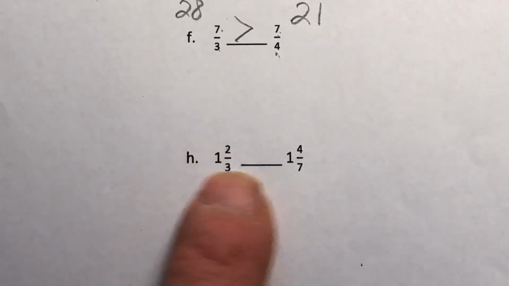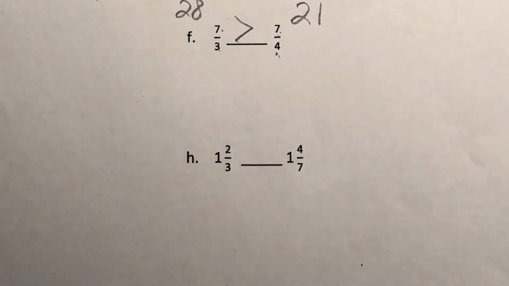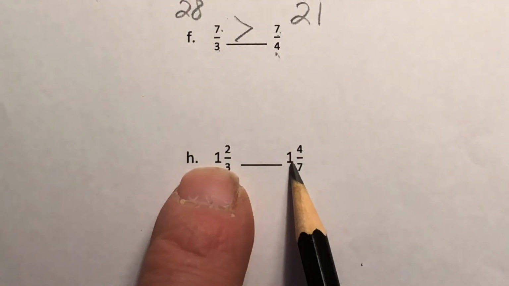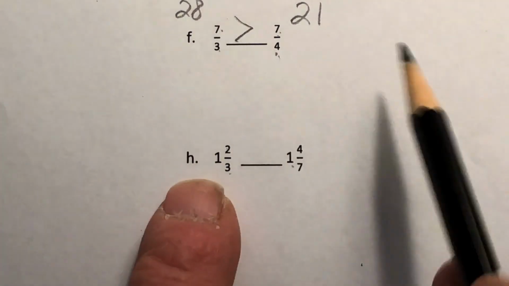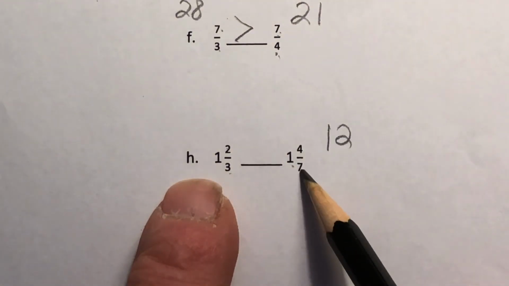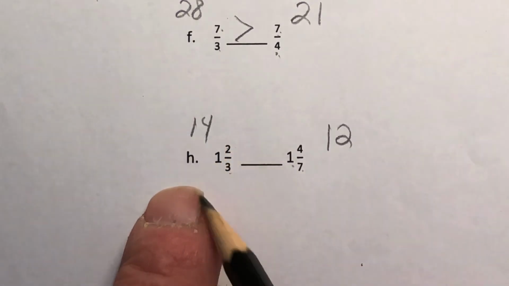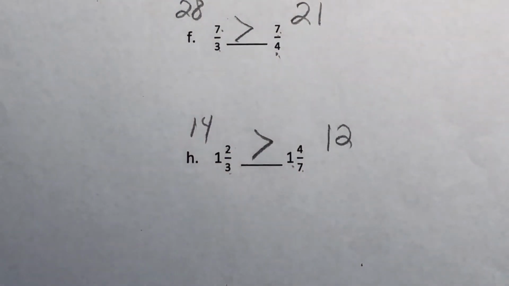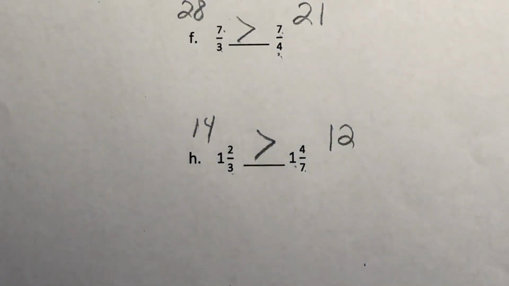1 and 2/3, 1 and 4/7. Tough. So the ones cancel each other out. So 3 times 4 is 12. 7 times 2 is 14. Wow, really close. 1 and 2/3 is greater than 1 and 4/7.